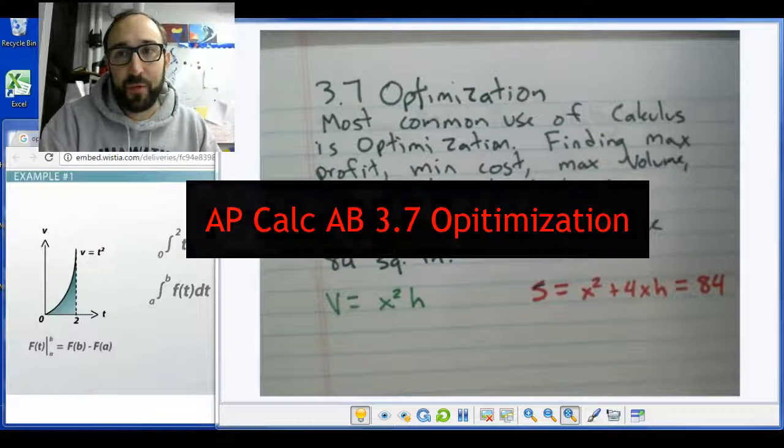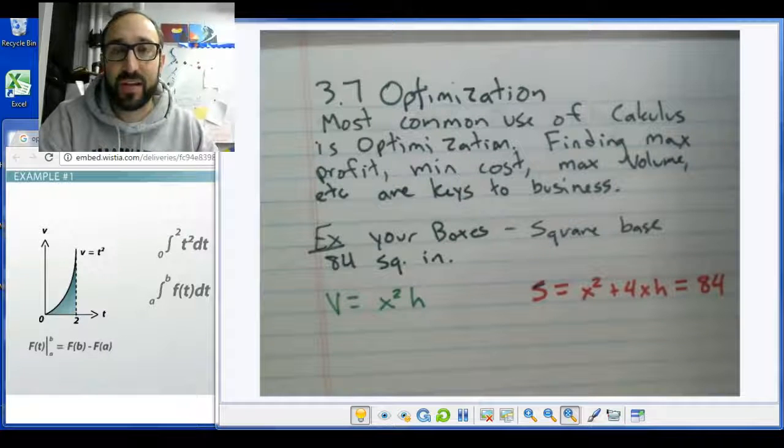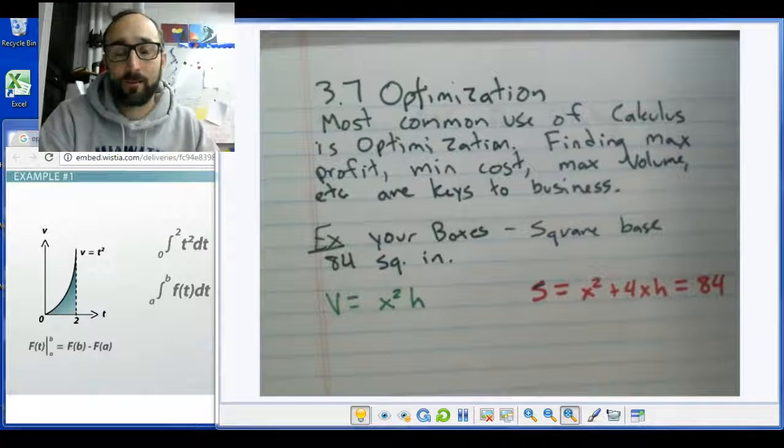Hey everyone, welcome to 3.7 optimization. One of the most common uses of calculus is optimization because it helps businesses find the max profit or the minimum cost, or if they're trying to make some sort of object or figure or shape, whatever they're trying to make.